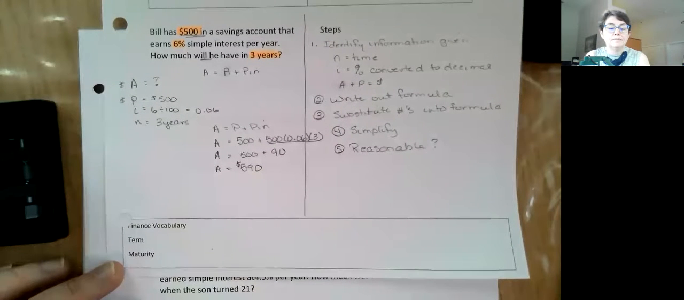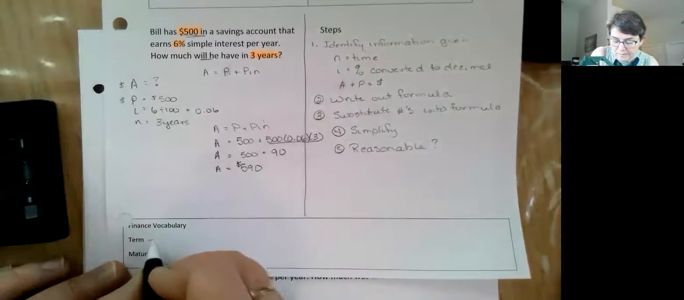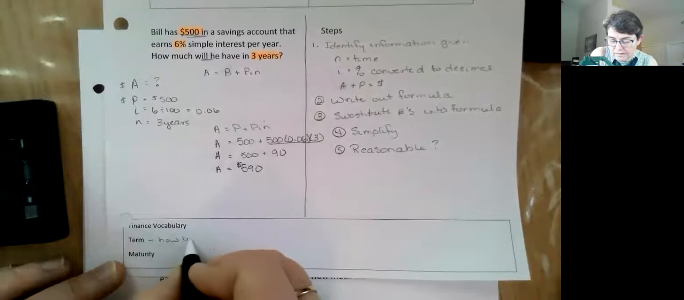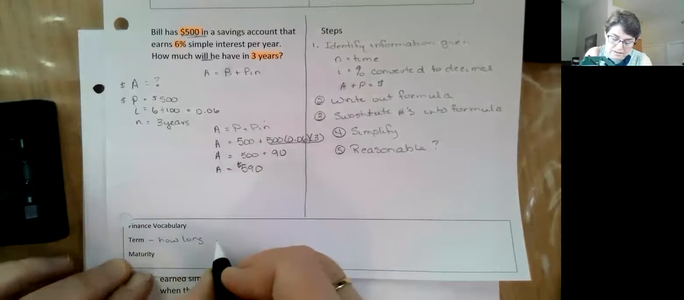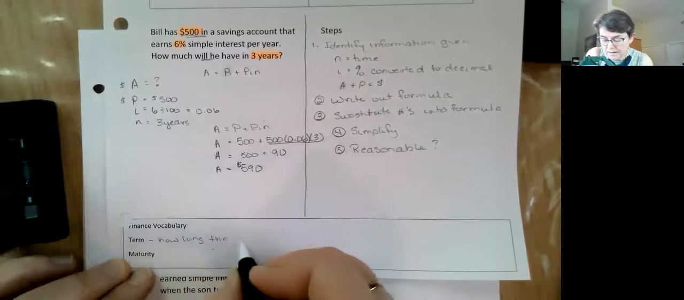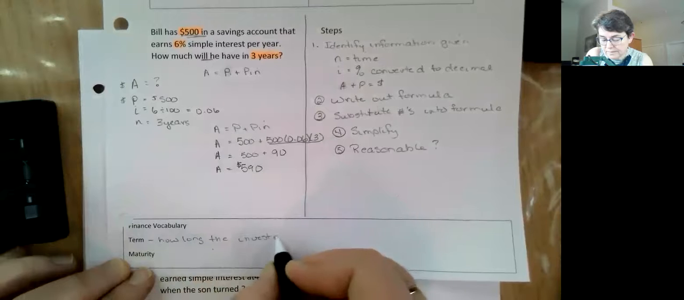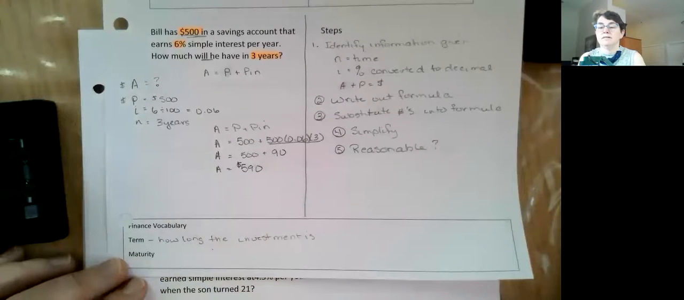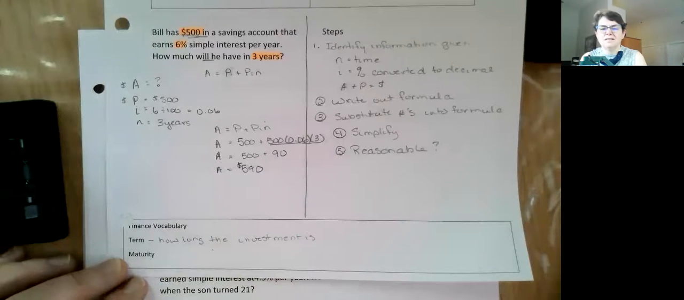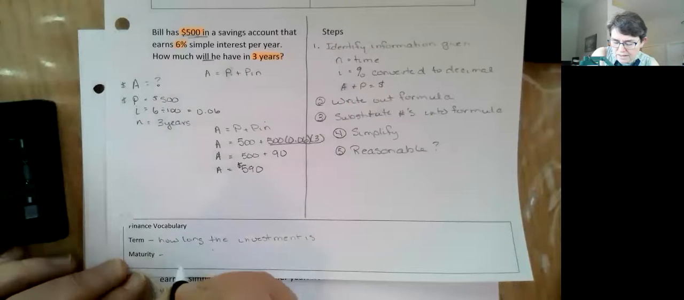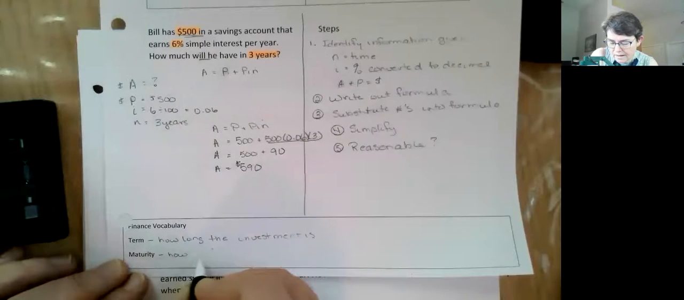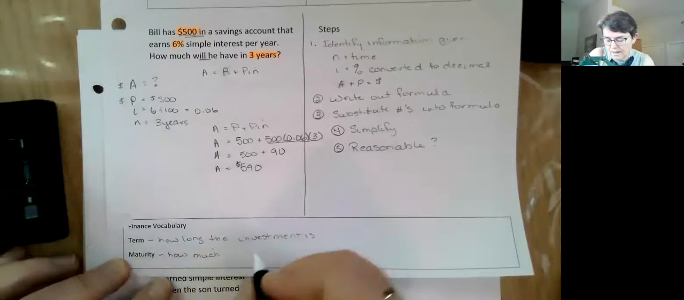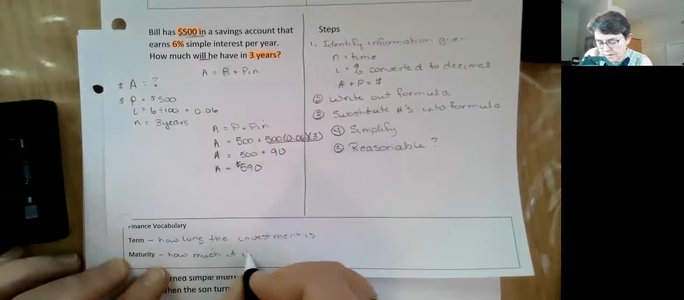Oh, and at the very bottom, a couple of things. Term is how long the investment is. You might get something that's a 5-year term, like a loan. I guess it's a loan too. But it has to do with time, maturity. It's usually got to do with how much it's worth at the end.